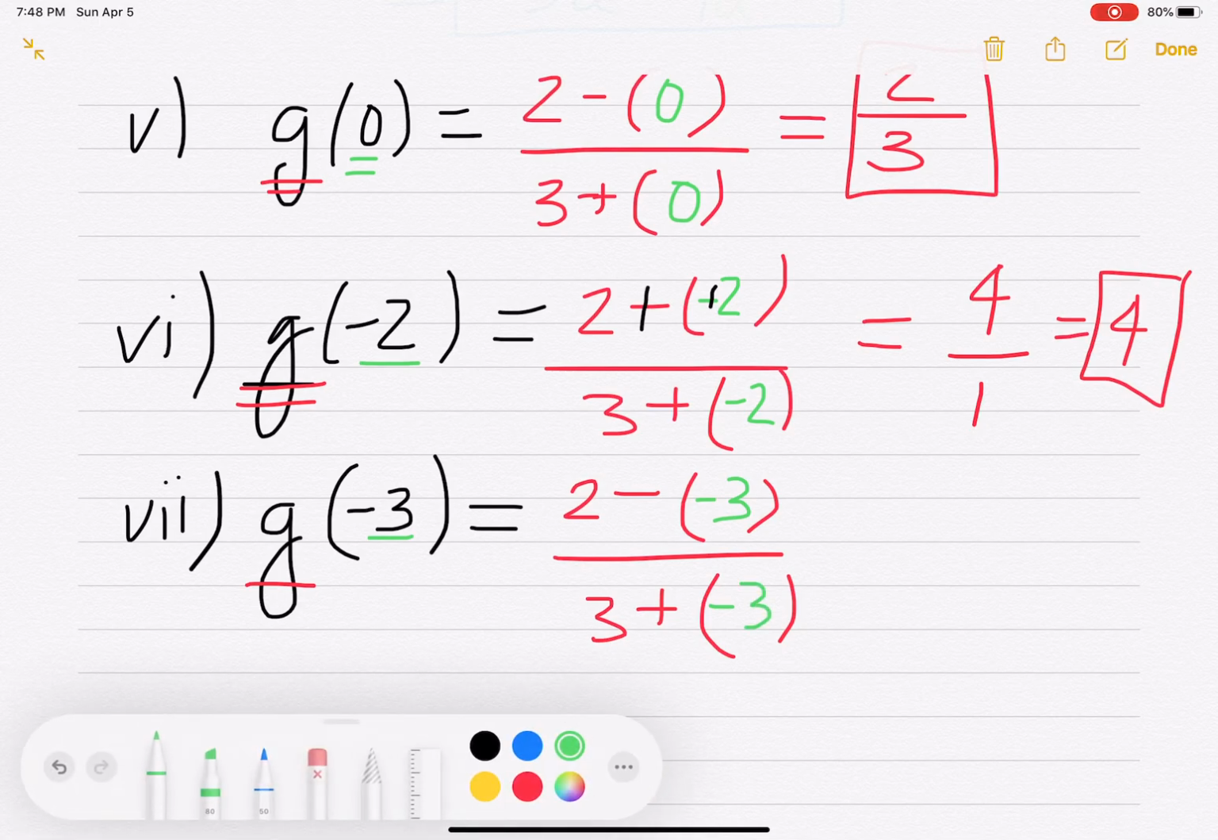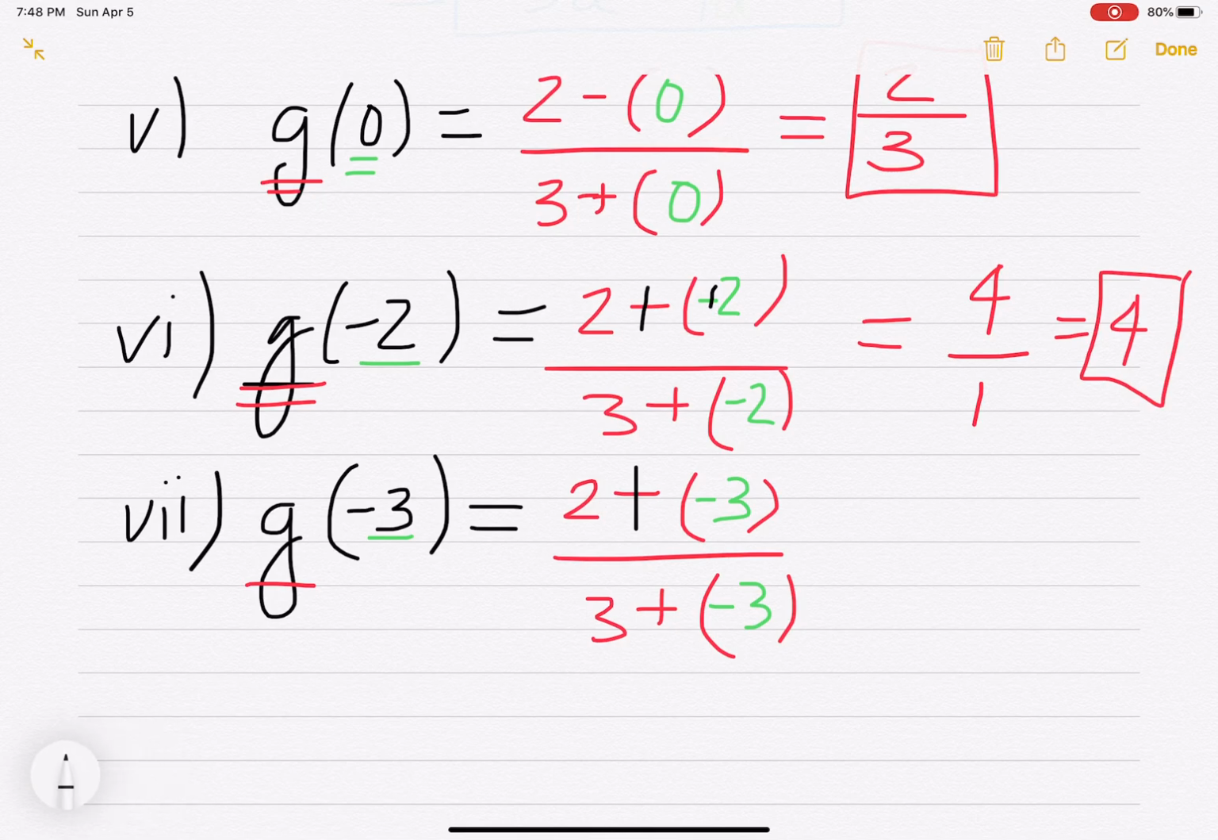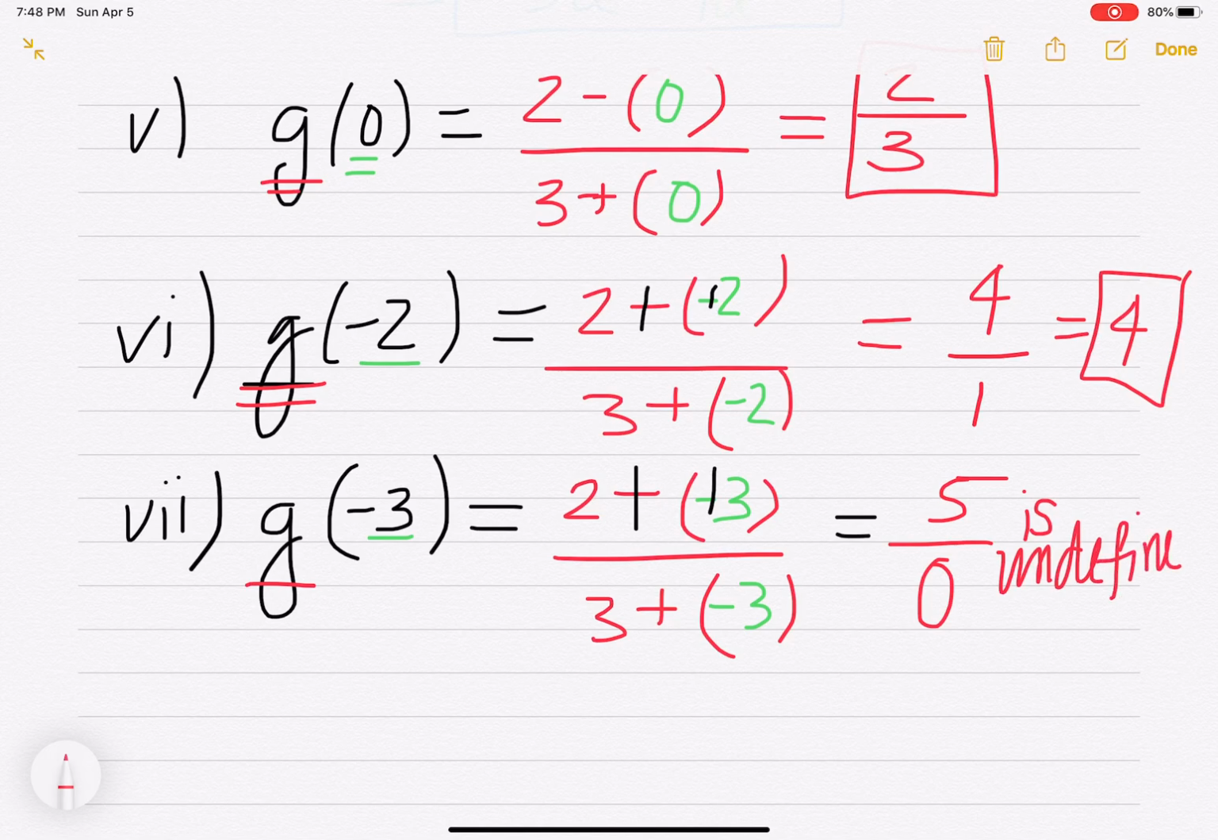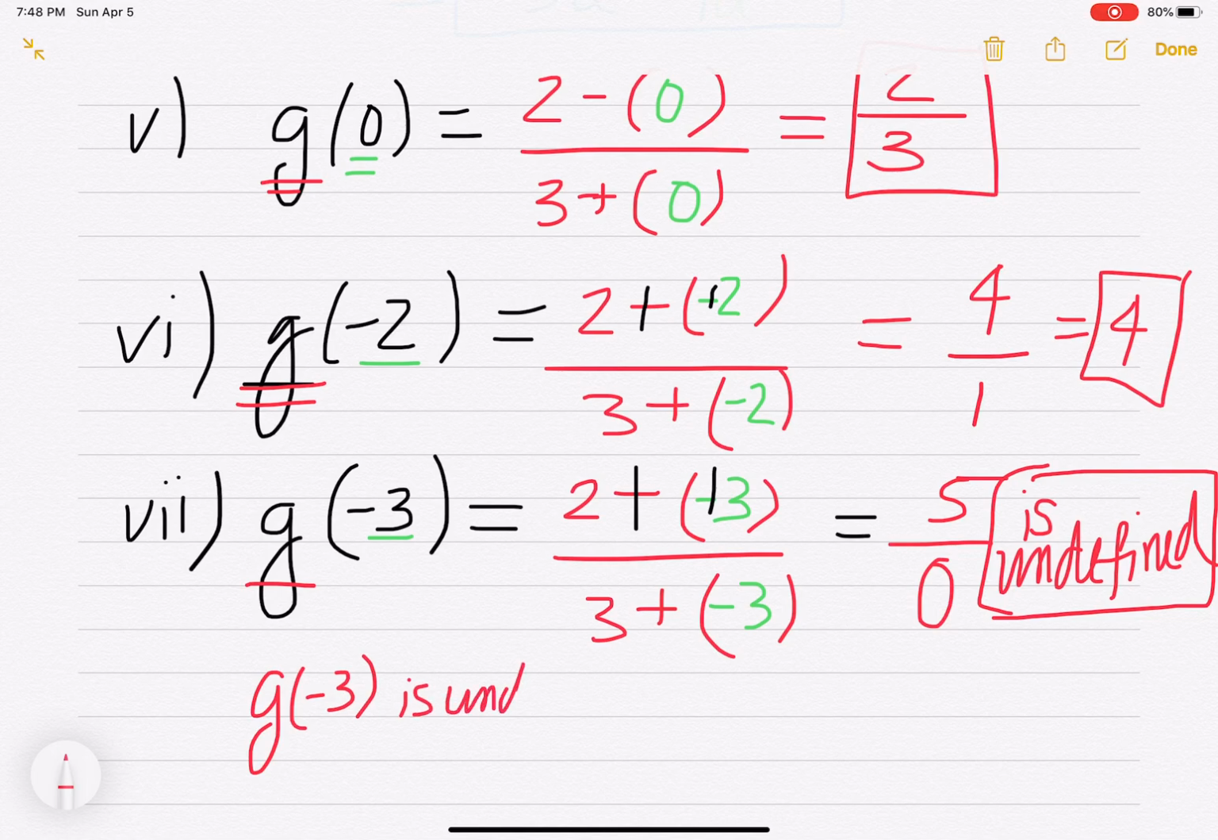So on the top, it looks like we have a double negative, right? So you get a plus. So it's going to be 2 plus 3 on top, which gives us a 5. And on bottom, we have 3 plus negative 3, which is the same thing as 3 minus 3. That's 0. Now, remember, in math, you can't divide by 0. So what do you do here? 5 over 0. If you can't divide by 0, this is undefined. So g of negative 3 is undefined, is your answer.